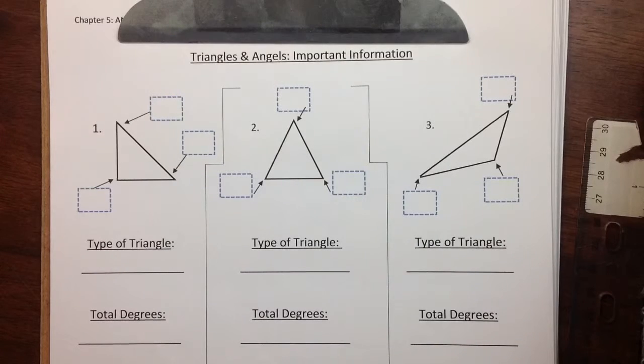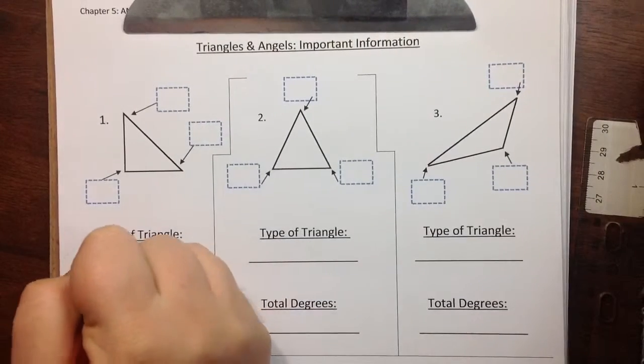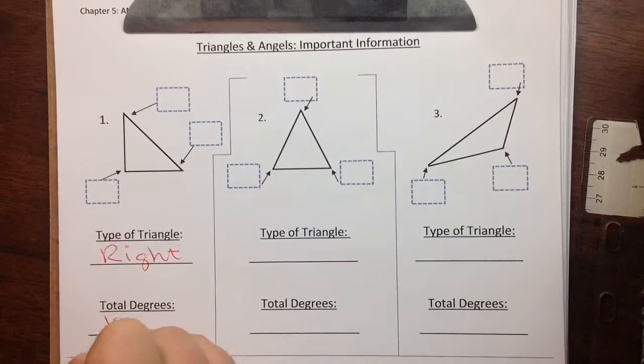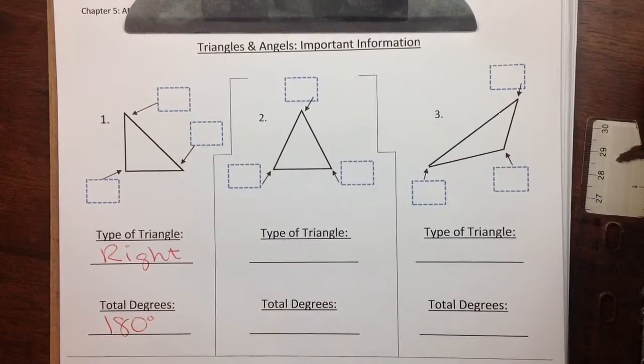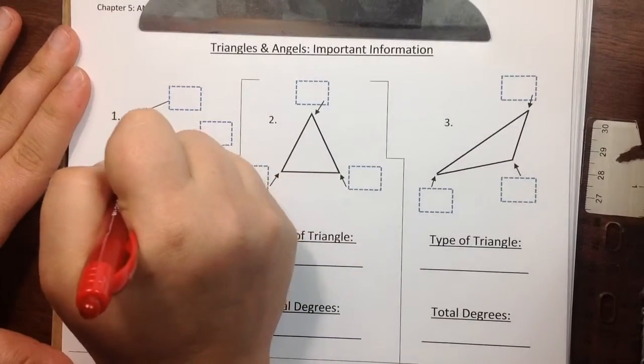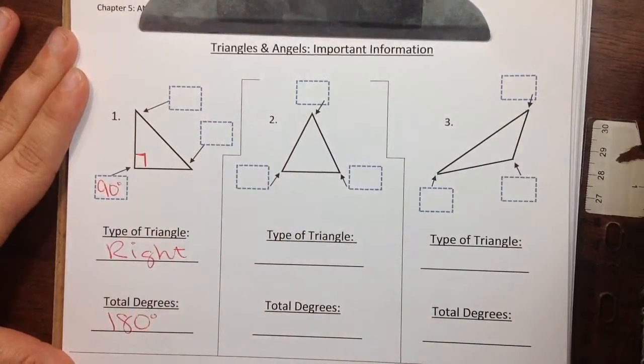About triangles and angles, some important information. This triangle right here is called a right triangle. All triangles, no matter what they're called, are 180 degrees, okay? In a right triangle, the right angle will be 90 degrees. So it will be a right angle.